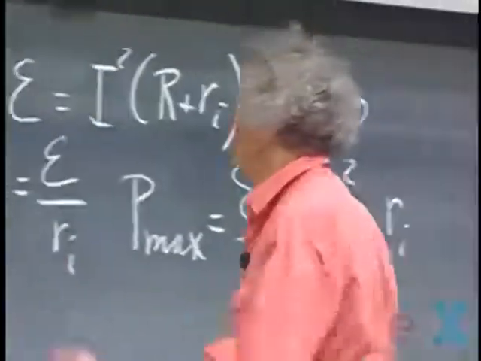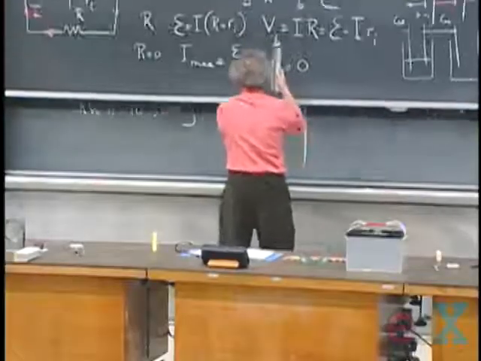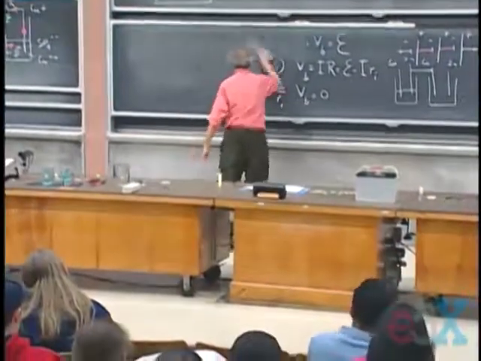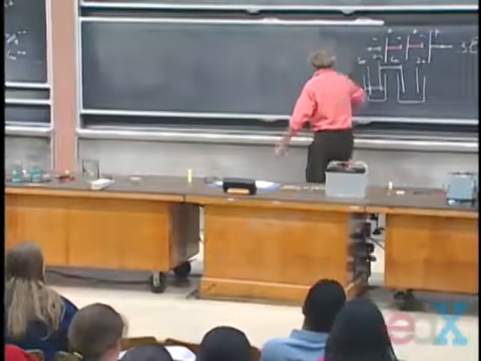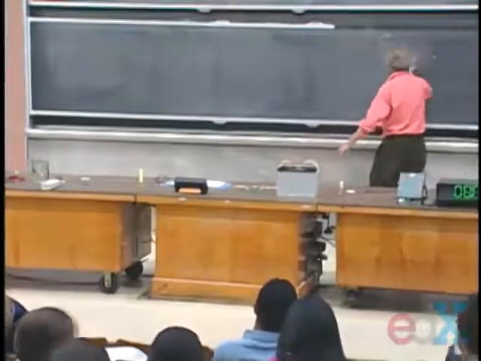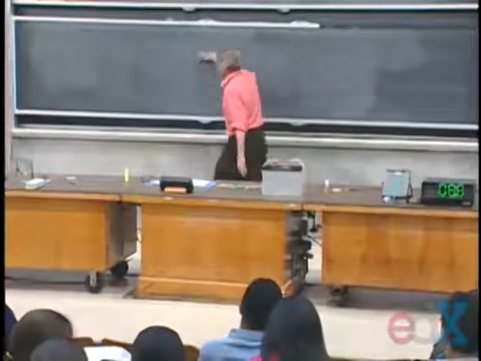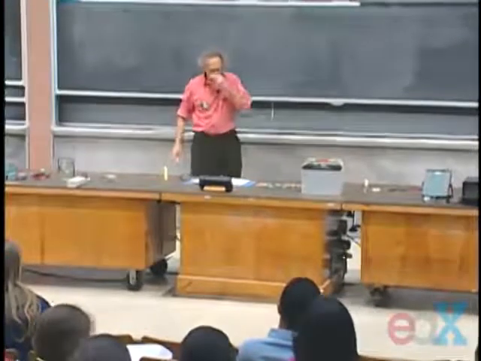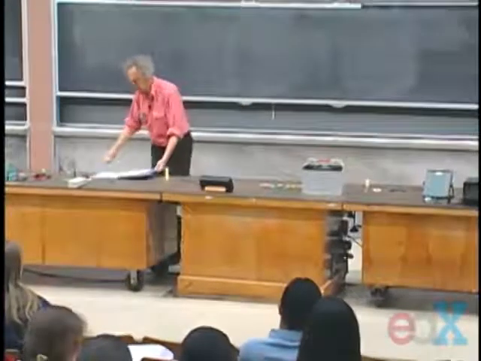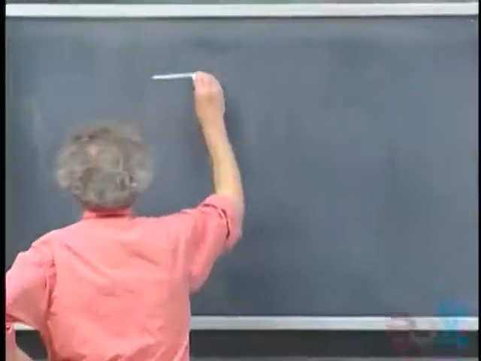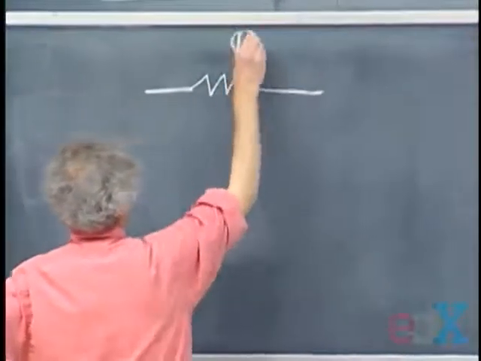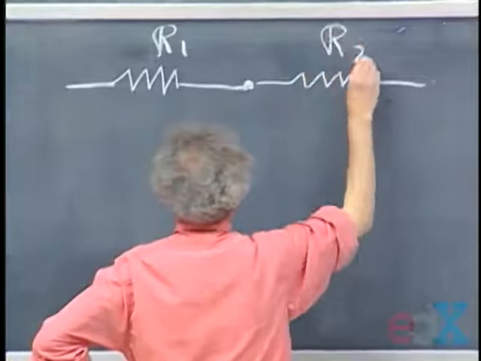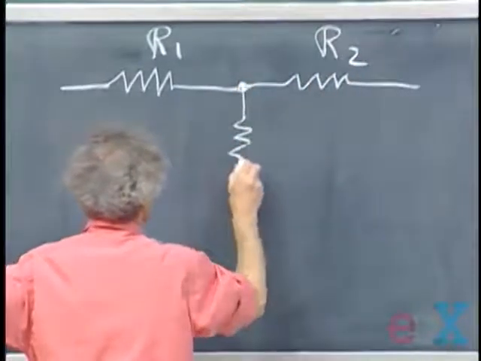Now I want to take a look with you at a network which consists of resistors and batteries. Now, this is the kind of stuff that you see on homework, assignments, and perhaps on exams. So now we start out with a very modest circuit. Here we have a resistance R1. Here we have a resistor R2. And here R3.